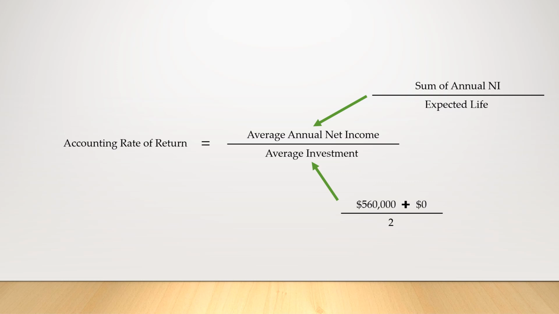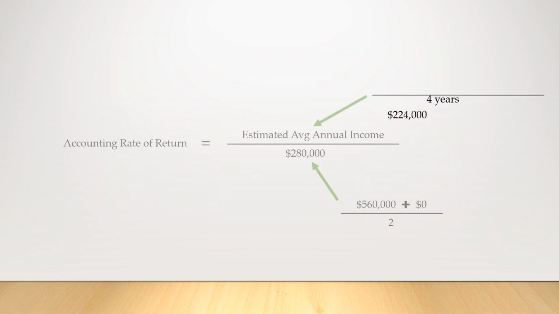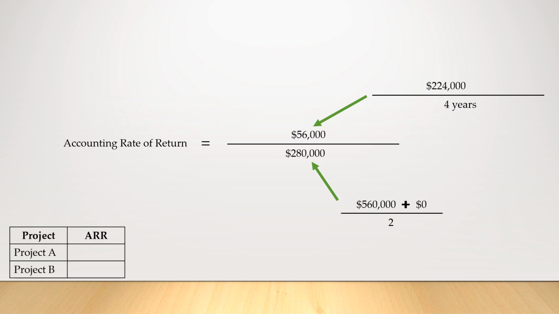For Project A, its average investment will be $280,000. Project A's total income sums to $224,000. Divide that number by its 4-year life to get its average annual net income, $56,000. Divide the $56,000 by the $280,000 and Project A's accounting rate of return is 20%.